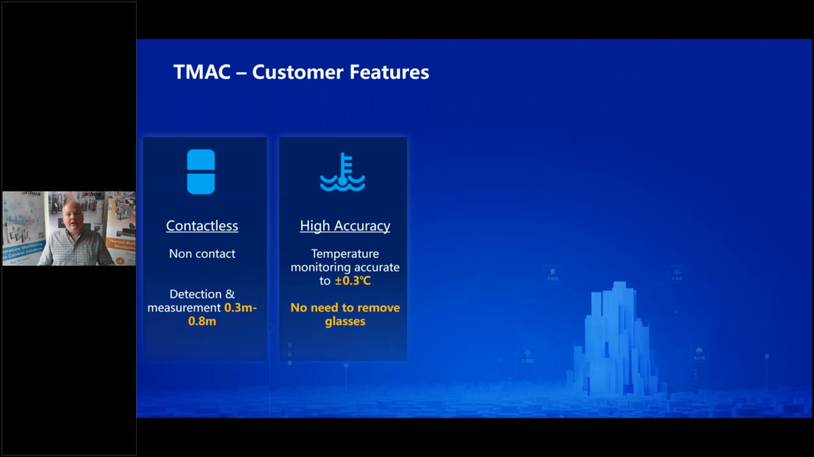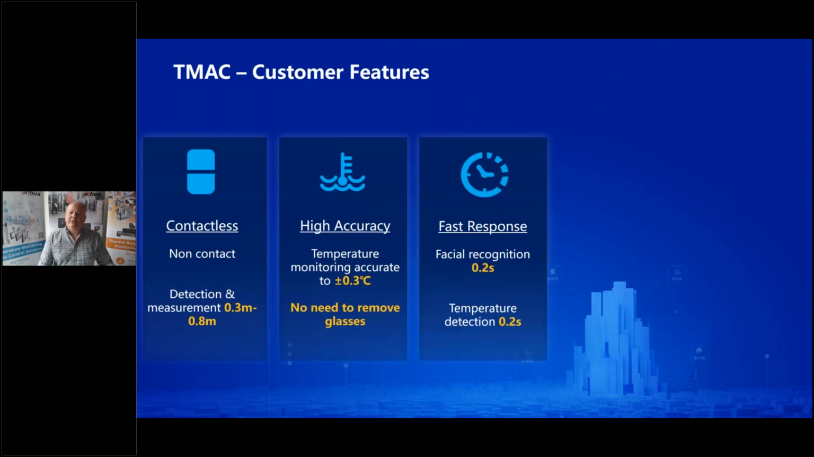It's best if the camera can get an accurate reading around the tear duct. But if it can't, then the camera will look for other locations, maybe around the eye or on the forehead. So unlike some systems where you have to remove the eyeglasses, you don't have to do that, and you can still achieve the same level of accuracy. In terms of response times, it's very quick, somewhere around 0.2 seconds for facial recognition and 0.2 seconds for temperature detection. So very, very quick.